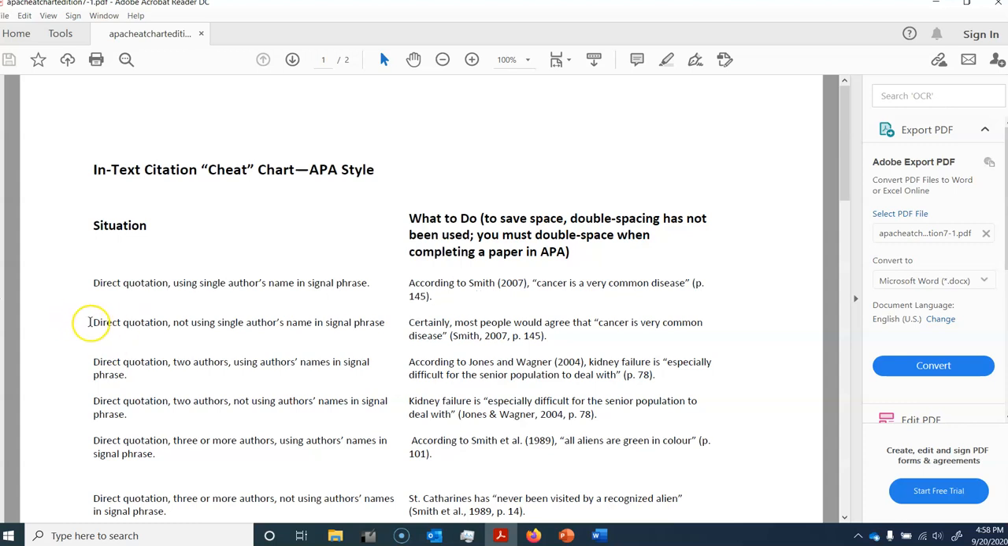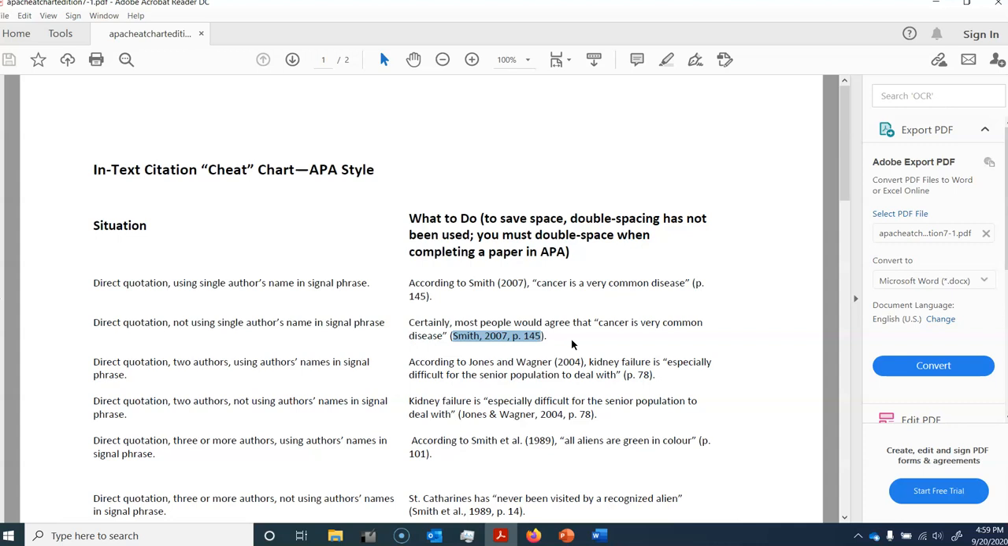If I'm not going to use the name in my sentence, though, I'm going to do something slightly different. So if I were to write instead, certainly most people would agree that "cancer is a very common disease," I'm going to put all my information in one big long bracket right at the end after the quotation. And I'm going to put it in the order of name, comma, year, comma, page number. So in this case, in the bracket, I would put Smith, comma, 2007, comma, P period space, page number, in this case 145, close the bracket, period.